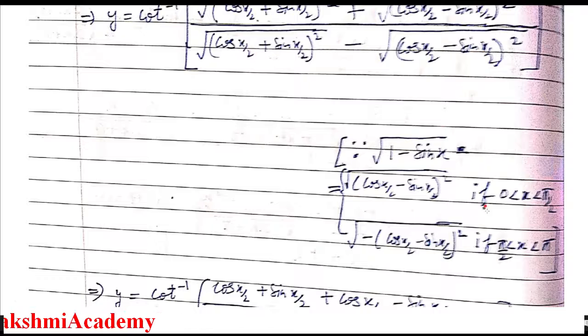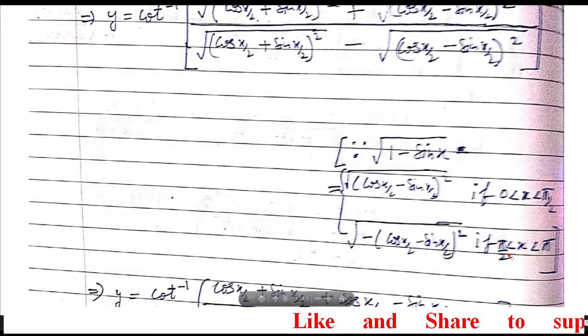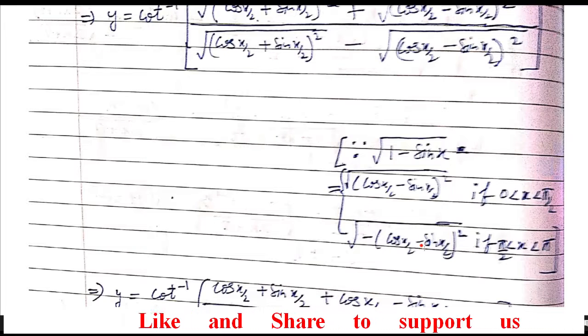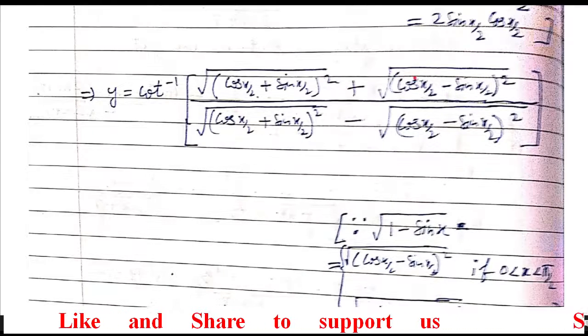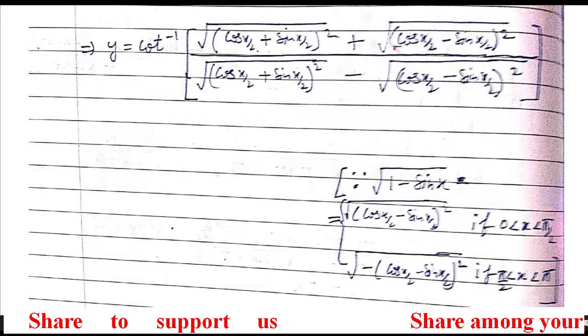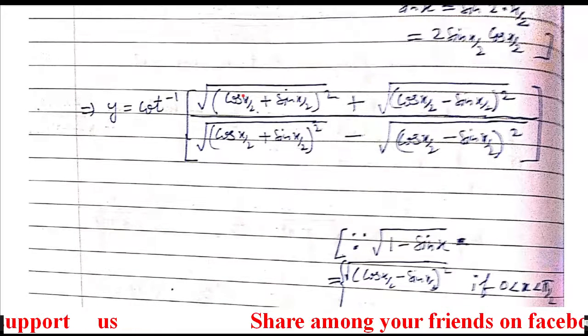Because students, here it depends on the x. If x belongs between 0 and pi by 2, then you have to replace it by this, and if it belongs between pi by 2 and pi, then you have to replace it by this. That's why here I replaced it by cos x upon 2 minus sin x upon 2. Now I hope it's clear to you how we had done here.